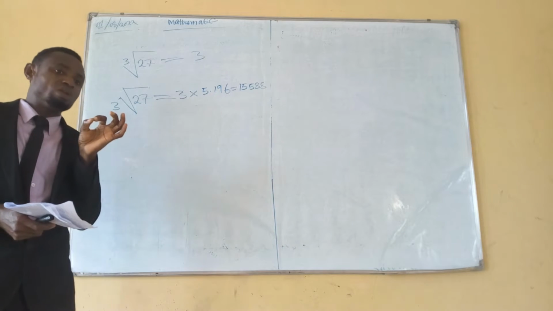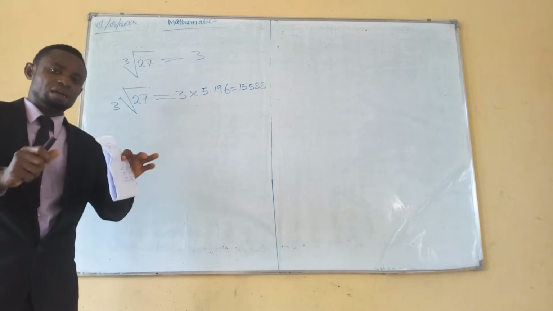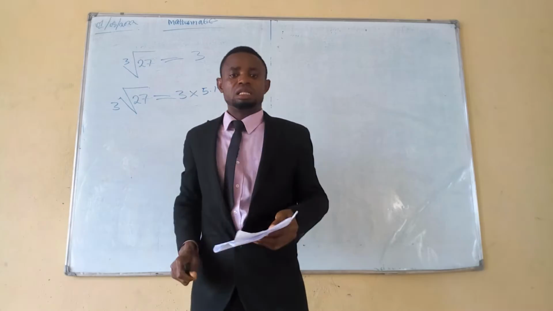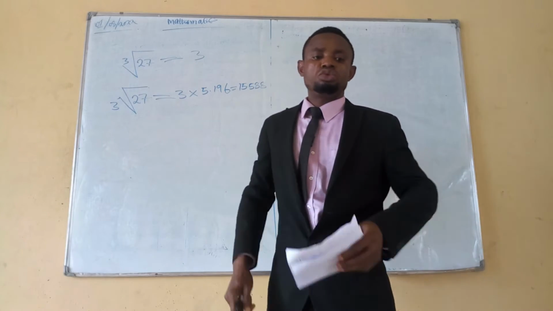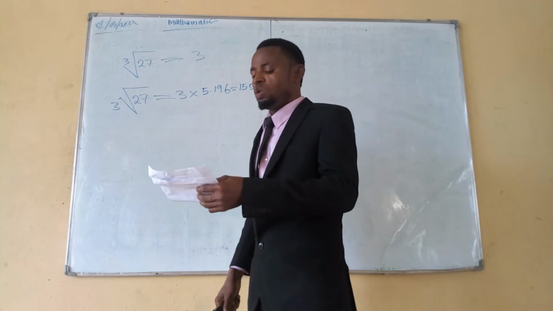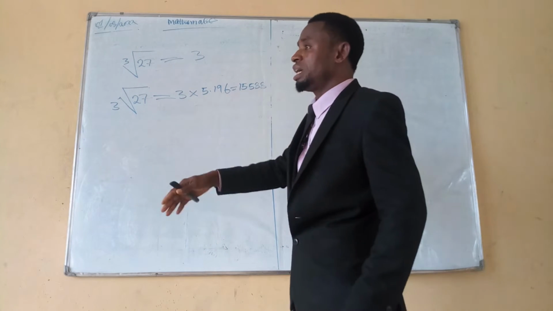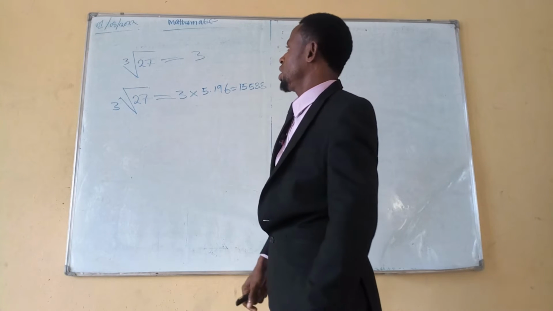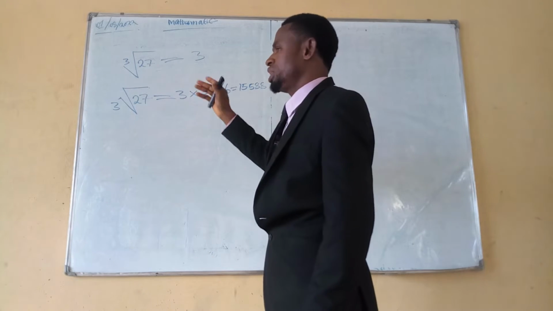That is why I always encourage you to use your hand, handwritten, snap, and send to me. Okay? When you write with hand, snap and send to me, it will be understood very well in that way. So this is how to differentiate between cube root of 27 and 3 root 27.